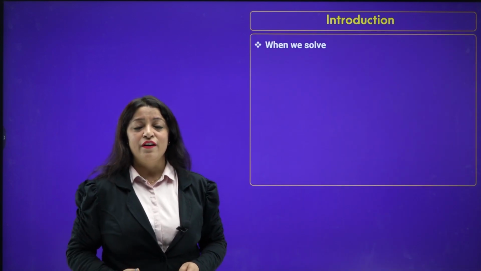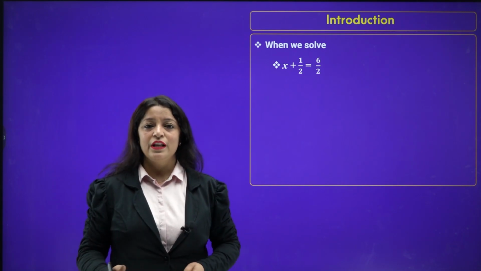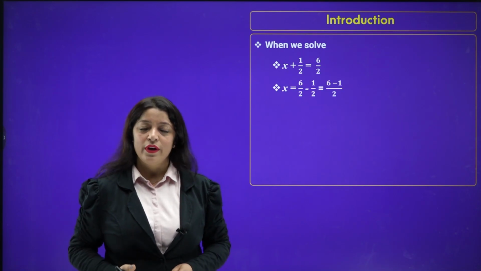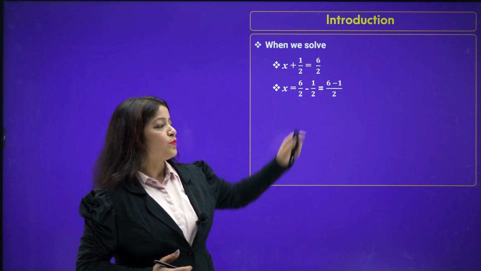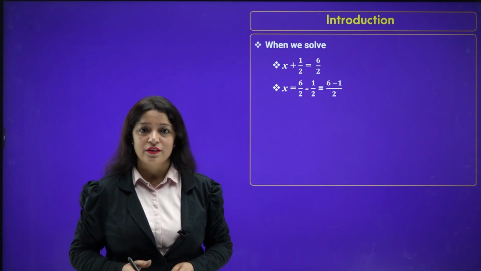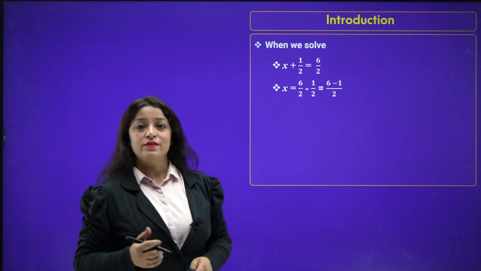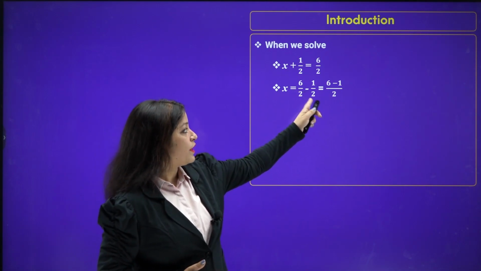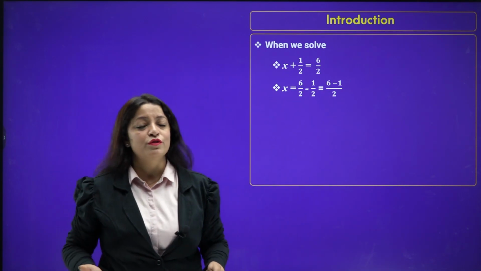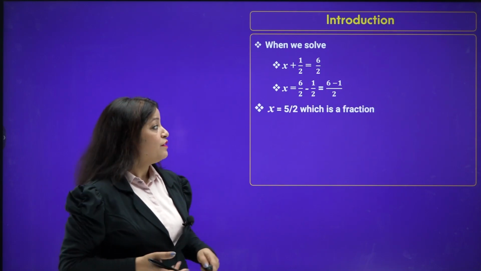Suppose we have an equation like x plus 1 upon 2 equals 6 upon 2. Now we have to separate the variable, so we need to shift 1 upon 2 to the other side. And so x will be equal to 6 upon 2 minus 1 upon 2. You are very well familiar that if two fractions are added or subtracted, we have to first take their LCM and then simplify. Here both have the same denominator 2, so we can simply write the difference of the numerators. So 6 minus 1 upon 2, and directly you will get the value as 5 by 2.